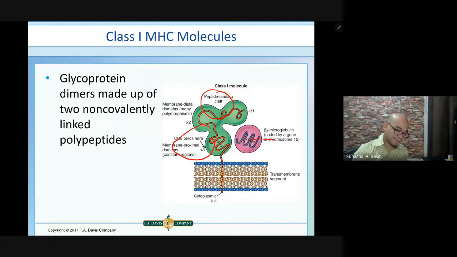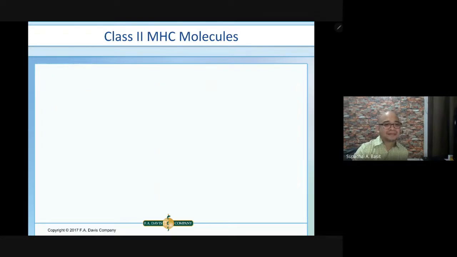Because that's the A3. A2 is the membrane distal domains. And A1 is where the peptide binding cleft is located, alpha 1.